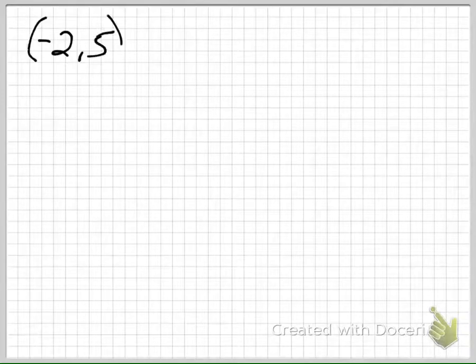Let's try another one. Let me give you one here. What about this? Here's our point, negative 2, 5, and the slope, m equals 3. And I want you to give me this equation in slope-intercept form. That's what I want you to do.